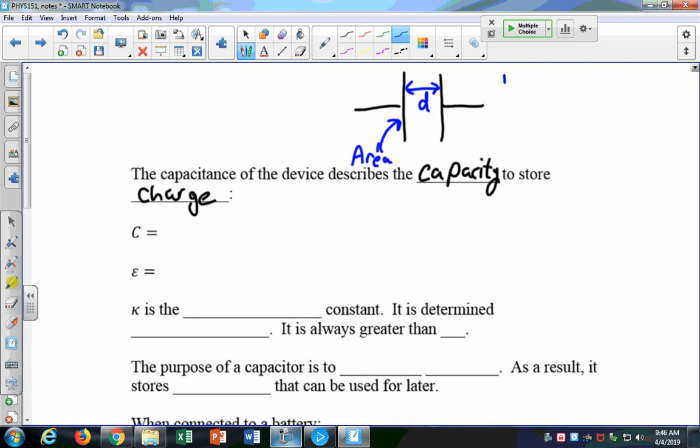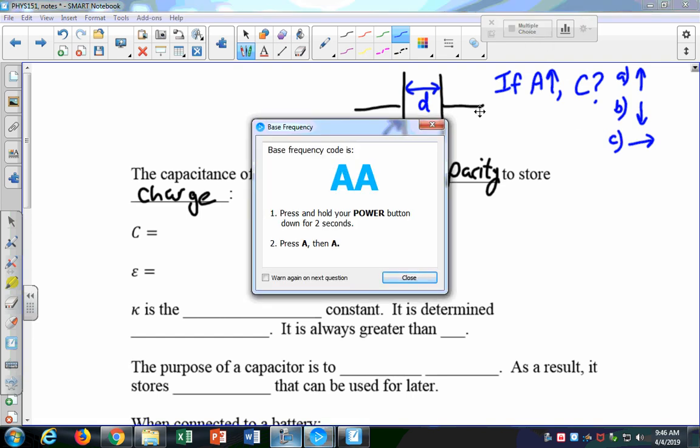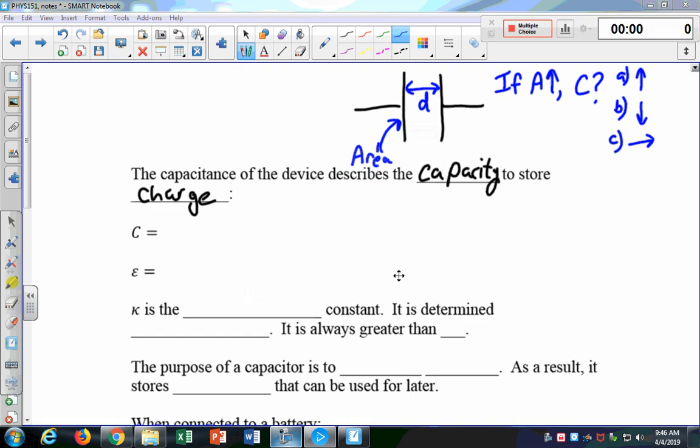Now, let me ask you a question. If area goes up, what happens to the capacitance? Does the capacitance go up, down, or stay the same? A, B, or C? If I increase the area of the plates, what's going to happen to their capacity to store charge? If I make those plates bigger, will they hold more, fewer, or the same amount of charge? We haven't said this, just what's your intuition on it?